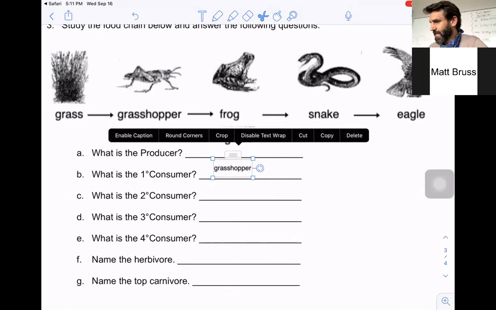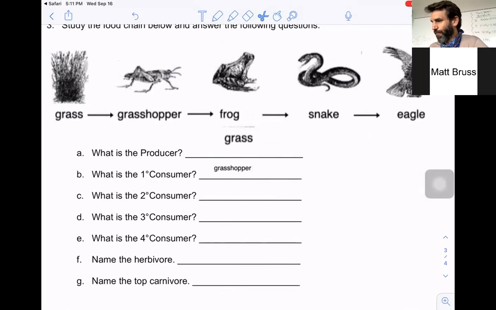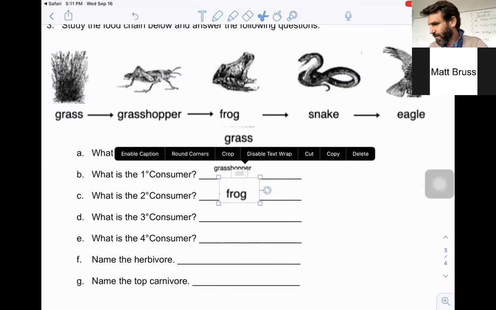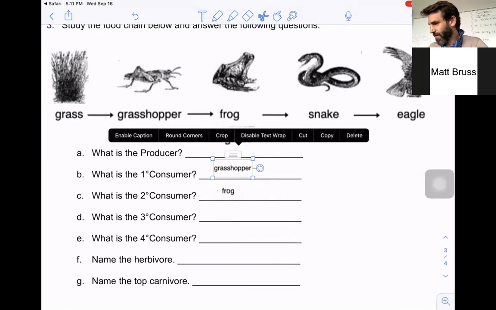And now our secondary consumer is the frog. So what is it that eats the primary consumer? Well, frog eats the primary consumer, which makes it a secondary consumer. And you might see this pattern here. We're just going right along.